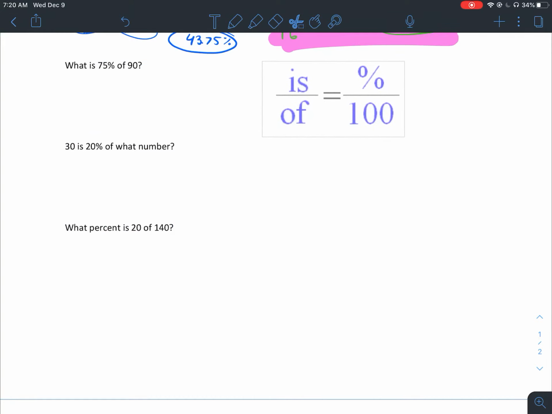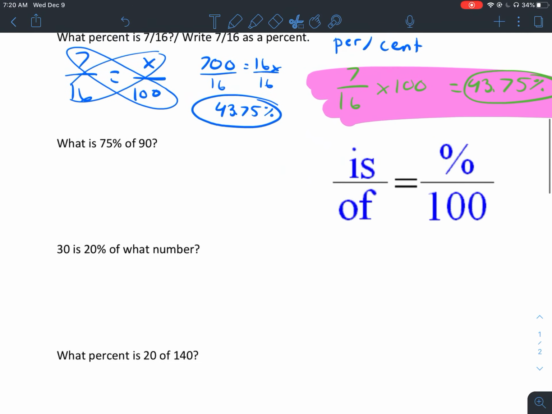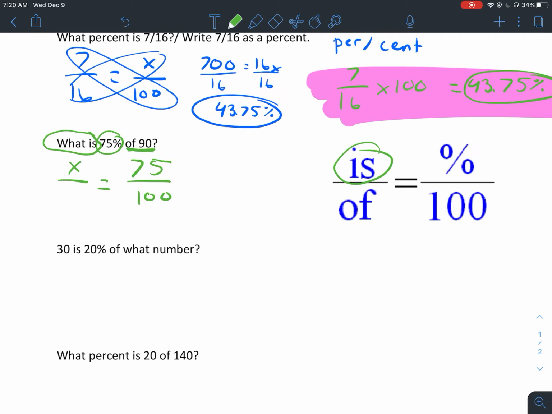The next one says, what is 75% of 90? They're saying, what is? We're searching for the "is," so we're going to put an X at the "is." Then they tell us 75%. That's our percentage, so we put 75 over 100. And then we have "of 90." "Of" goes on the bottom. That is how you set up your proportion.